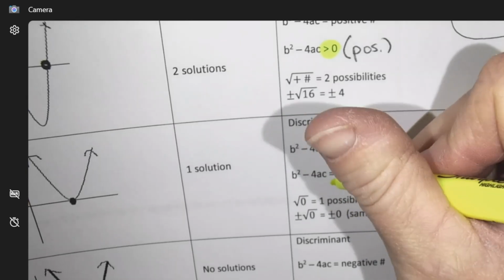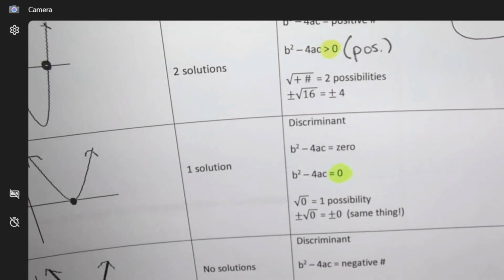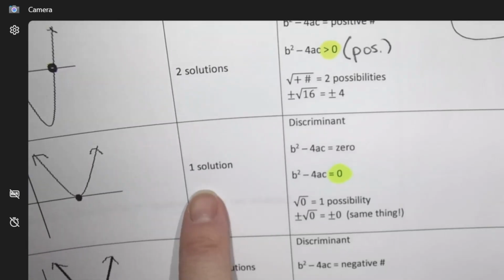This time, if it is equal to 0, so here's an example. What if I had a number and I added the root of 0 to it or subtracted the root of 0 from it? Did that do 2 different things? No. You're not going to get anything different if you add 0 or subtract 0. That's going to be just one answer.